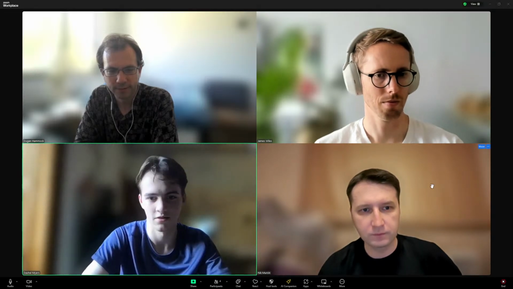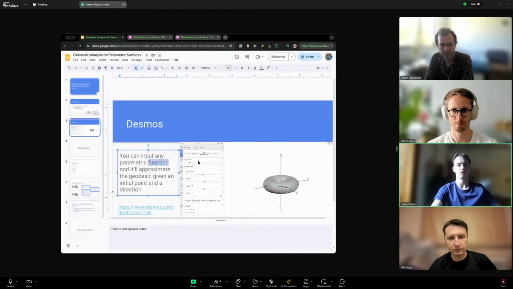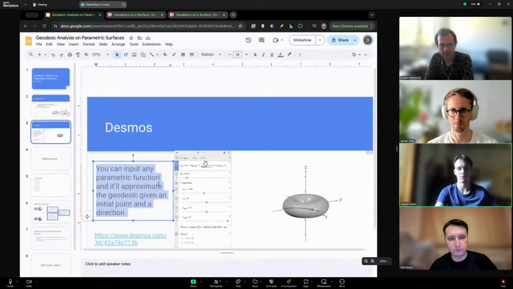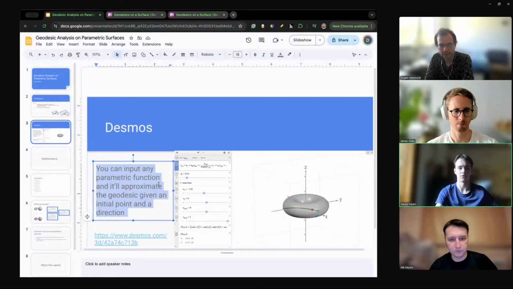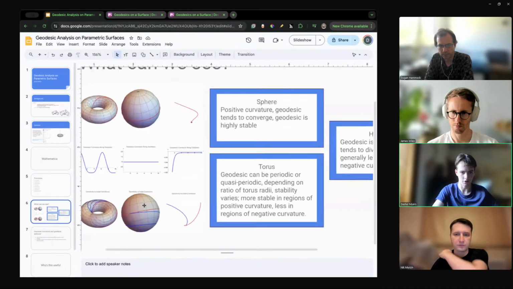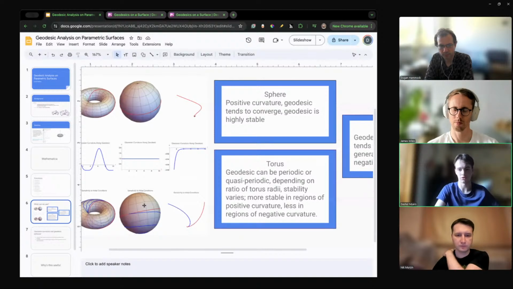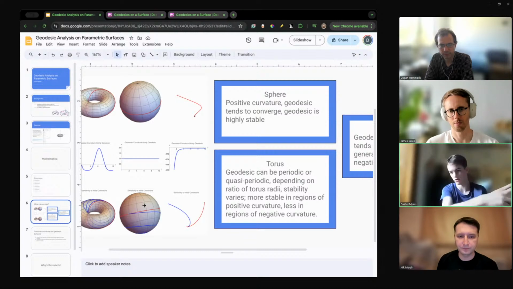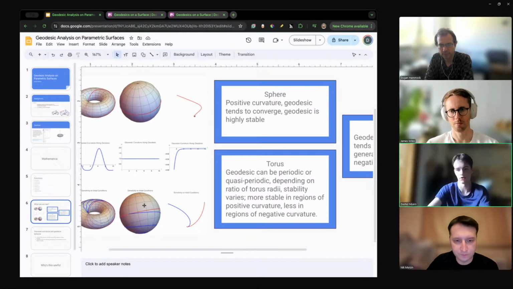Yeah, that's what's explained here. So you're just inputting a parametric function, and then given the point and the direction, it'll trace the path on the surface. And this down here is just showing it for different initial conditions. So it's different coordinates of the point that's being traced on the same surface.